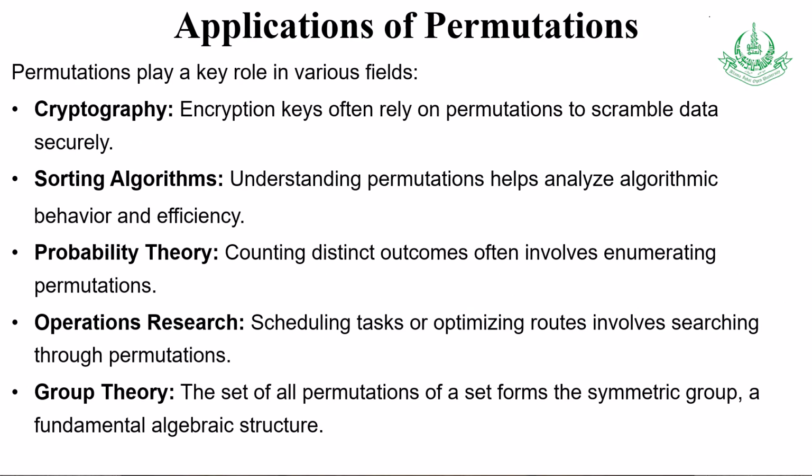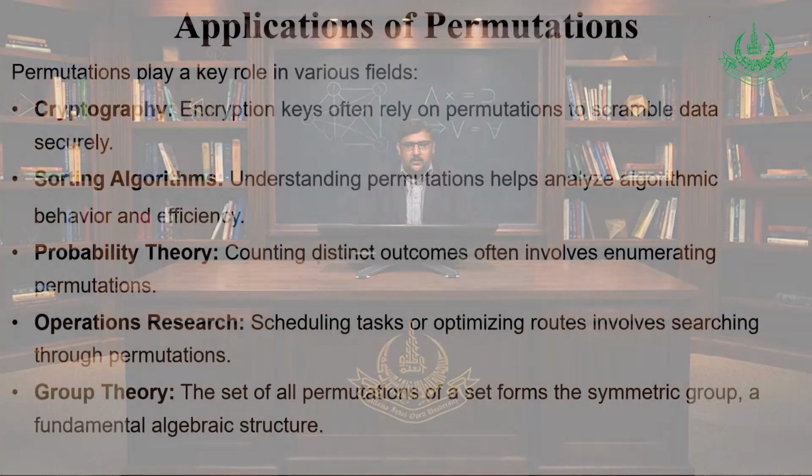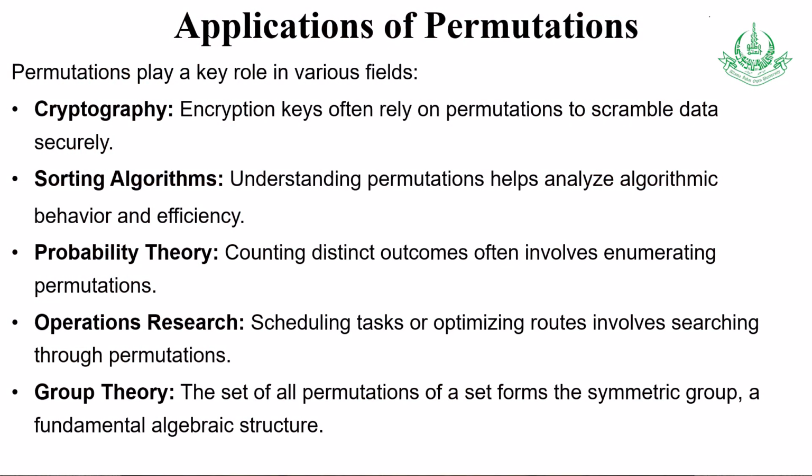Now what is the application of the permutation? Permutations play a key role in various fields. In cryptography, encryption keys often rely on permutations to scramble data securely. Basically, when we want a message to be transmitted to a person or an organization in encrypted form, we use permutation so that no one can see the message unless it is decoded and read. In sorting algorithms, understanding permutations helps analyze algorithm behavior and efficiency.